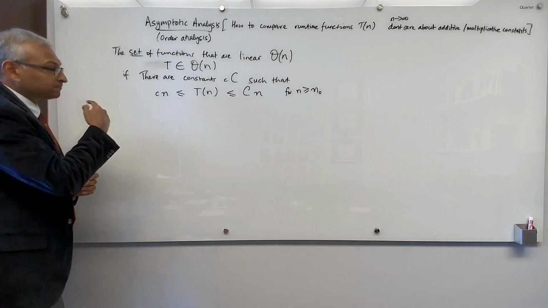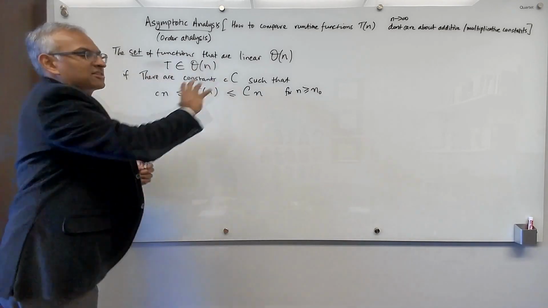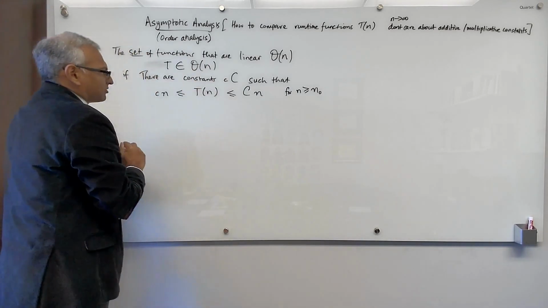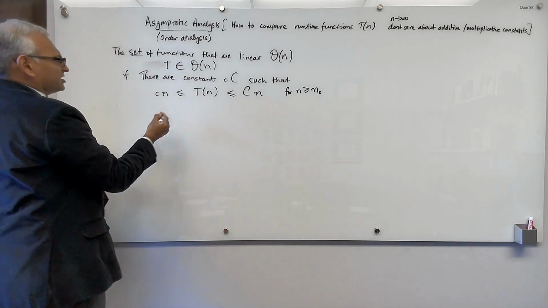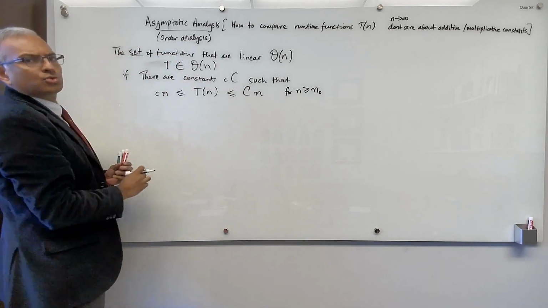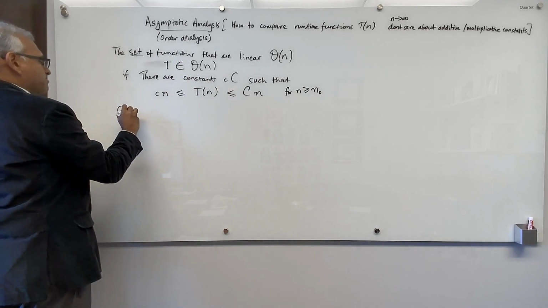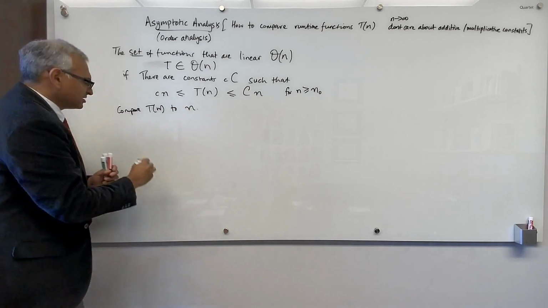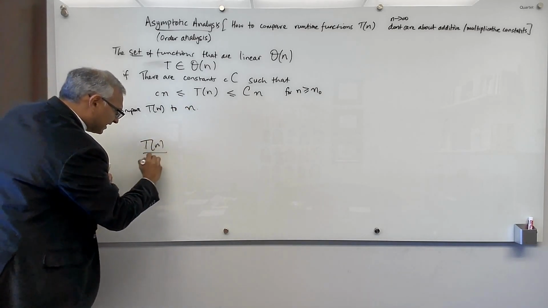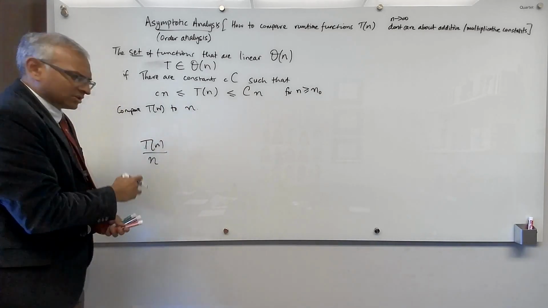Now, this is the formal mathematical definition, and you'll have to sit down and parse it. Let me tell you what the more practical definition is. The more practical definition is you just compare t of n to n. What that means is you divide t of n by n. So we're comparing t of n to n.